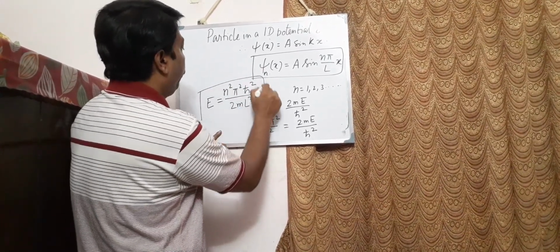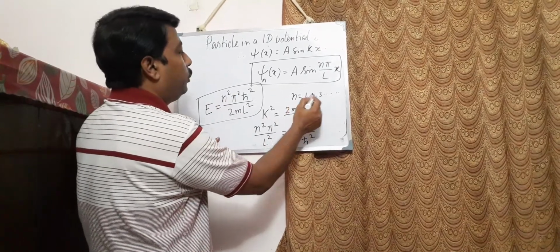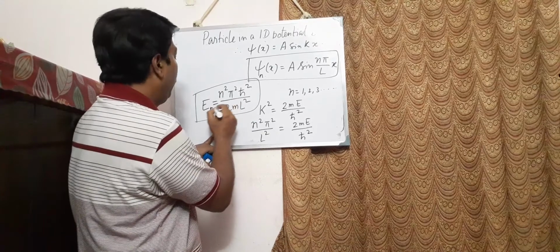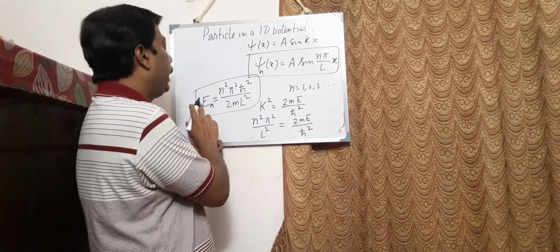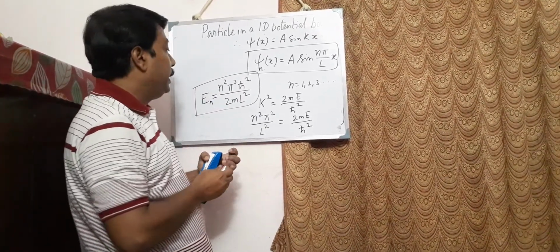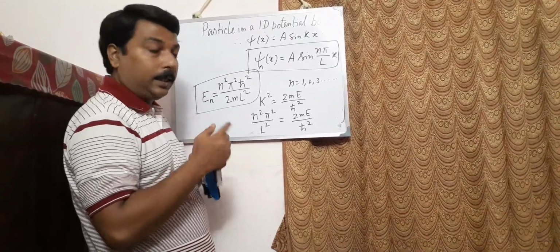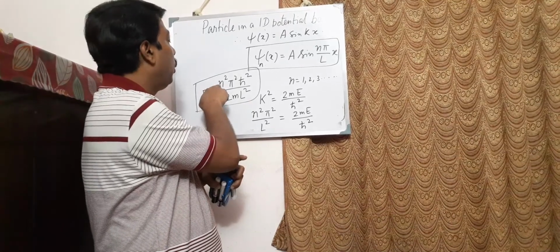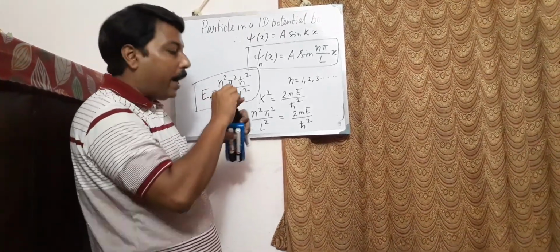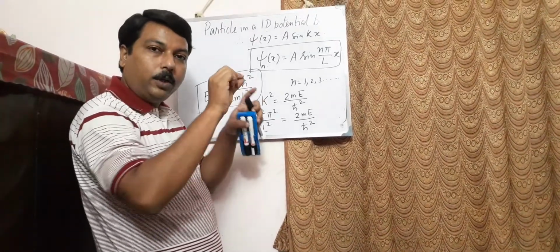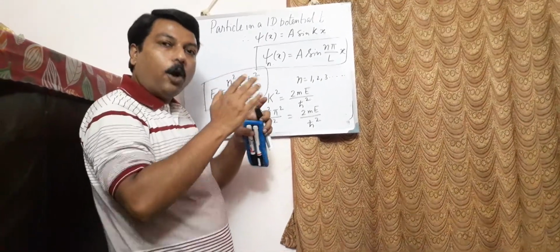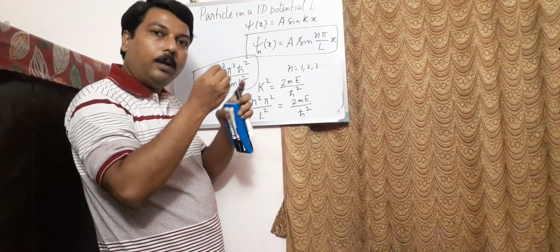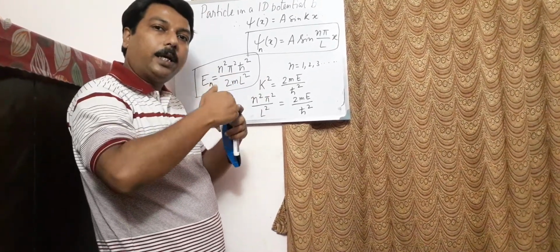So you see, here n can take values 1, 2, 3, etc. That means the energy of the particle, E represents the energy of the particle, is quantized. It can have only some specific values depending on the choice of n. So the particle moving inside that box between 0 to L cannot have any and every value of energy. A classical particle could have any value of energy starting from 0 to infinity.